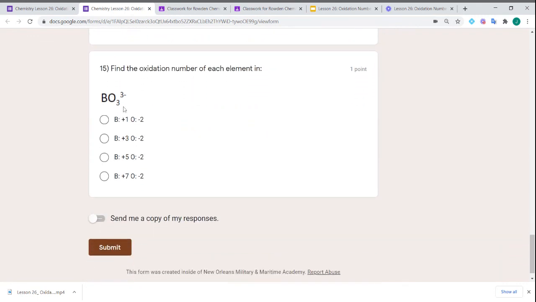And then right here, we have O is -2. You triple that, you're at -6. B has to be +3. That way there's -3 left over. So that's all the answers on this. If you have any questions or you want to see me work on any of these, just email me at any point today, and I can give you more help on it.